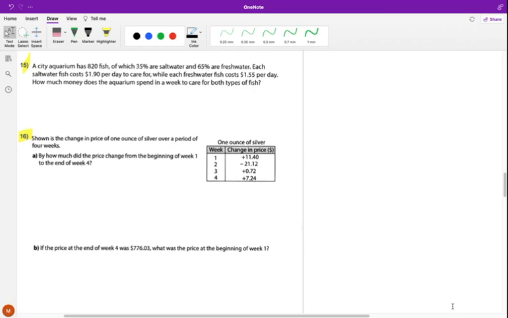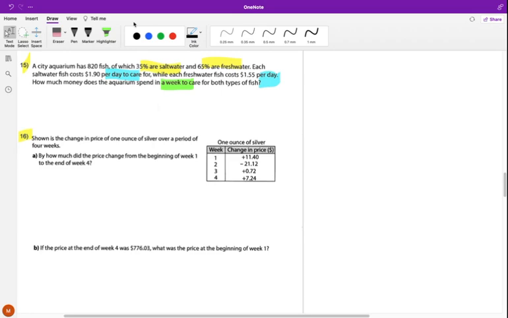All right, so the information is given to us in two different ways. One, we don't know how many saltwater and freshwater fish we have, so that's something we have to figure out. Two, it tells us how much it costs per day for each of them. And then three, the final answer is asking for how much it is a week. So there's a few different conversions that we have to do here. So first, we need to figure out, if we have 820 fish and 35% are saltwater and 65% freshwater, how many fish that actually is of each one.